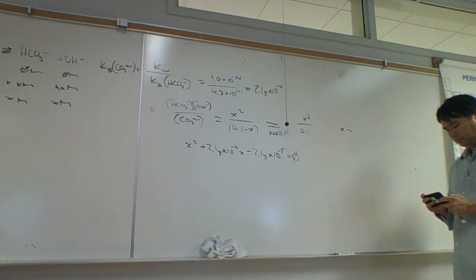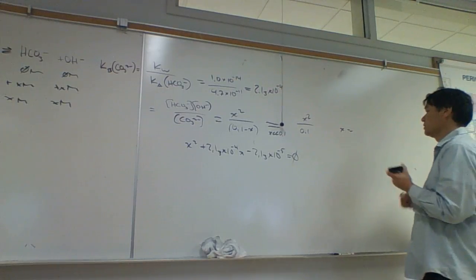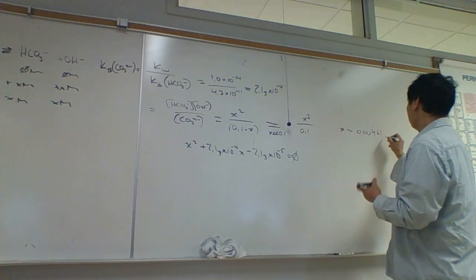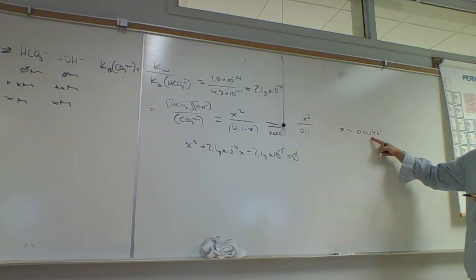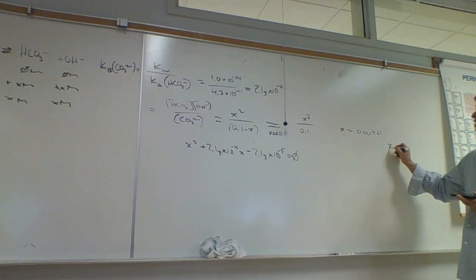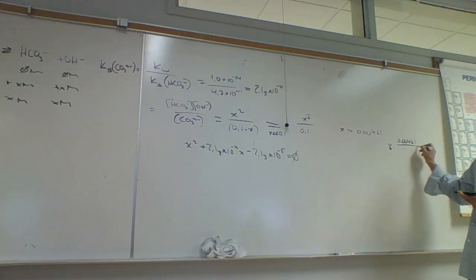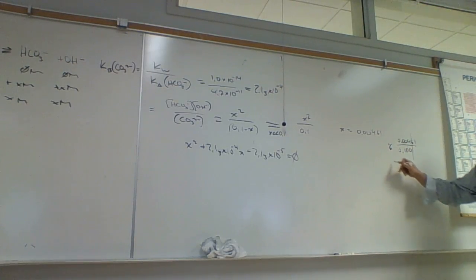2.13 times 10 to the minus 5, square root of that. 0.00461. 0.0461 is 0.1. So this 0.1, the percent change is going to be 0.00461 over 0.100. So this would be a 4.61% change.